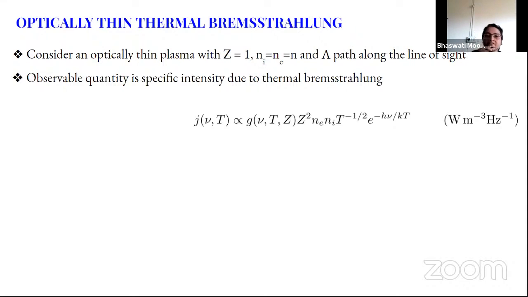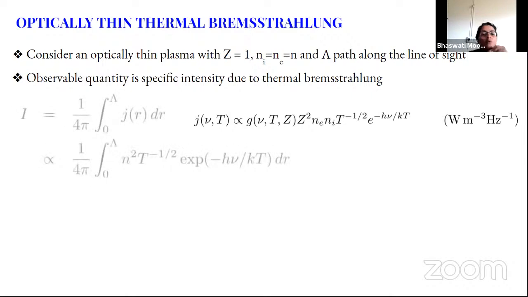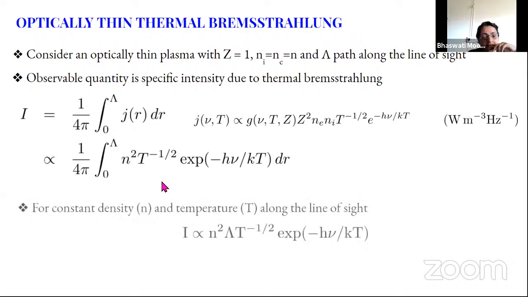Now I can find I_ν by integrating j_ν along the path length, and this takes care of the geometry. The observed intensity will be 1/4π times the integral from 0 to λ of j dr. If I substitute the value of j at this point, I will get something like this. Next I assume a plasma with constant density and constant temperature, so I can take all of these terms out of the integral and just integrate dr from 0 to λ.